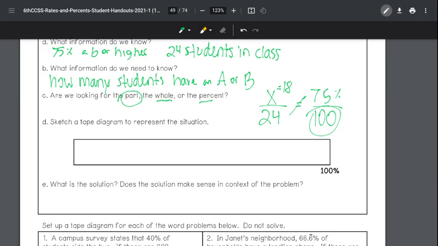What is the solution? 18 students are getting a B or higher.